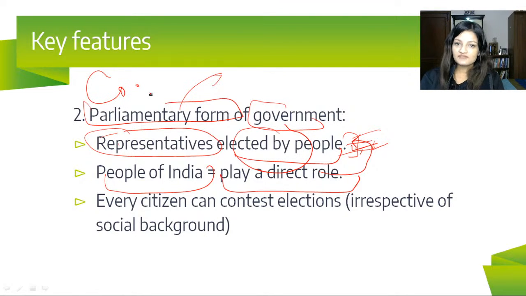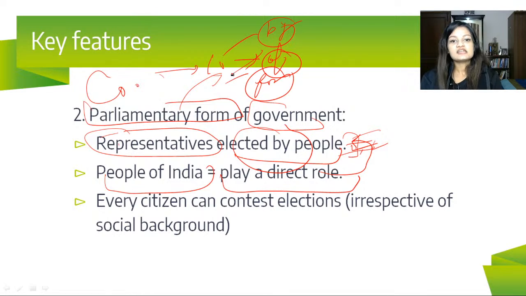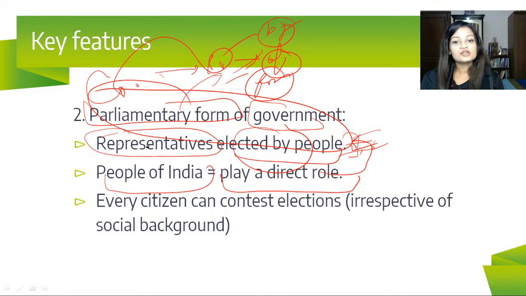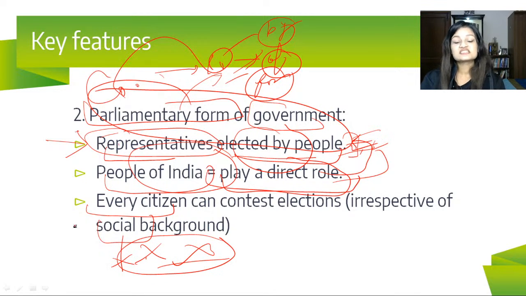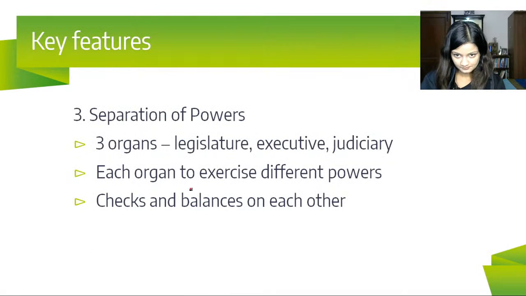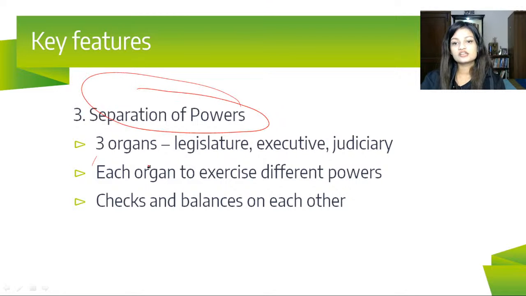We already know that the power of the Constitution of India emanates from the people. Our constitution, as Abraham Lincoln has rightly pointed out, is by the people, of the people, and for the people, right? So the power of the constitution emanates from the people, and we have a parliamentary form of government, which in very simple words means that the representatives are elected by the people, and these people of India play a direct role in the election of these representatives. So every citizen, despite his social background, we don't care what his religion is, what his caste is, what his class is, despite all of those social differences, each and every citizen can actually contest elections.